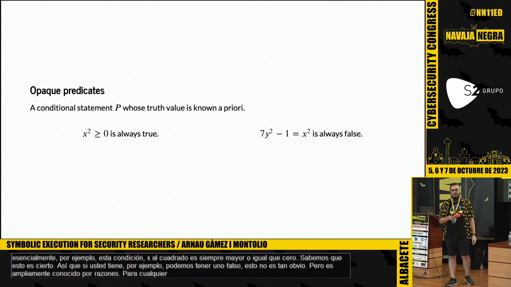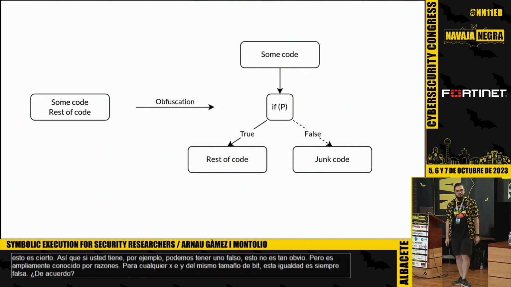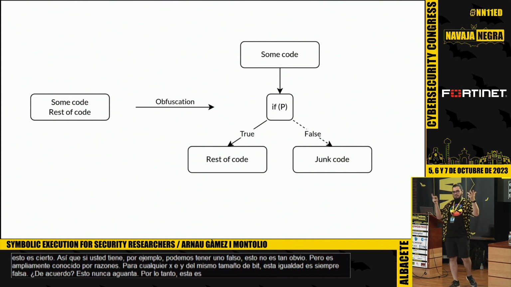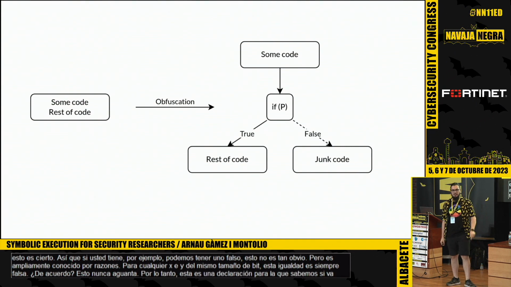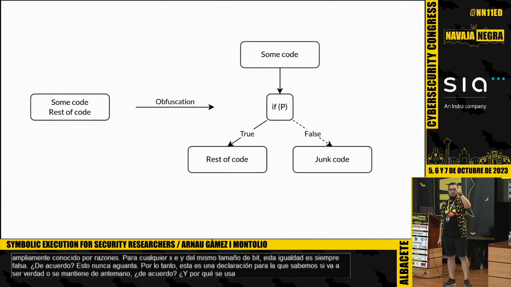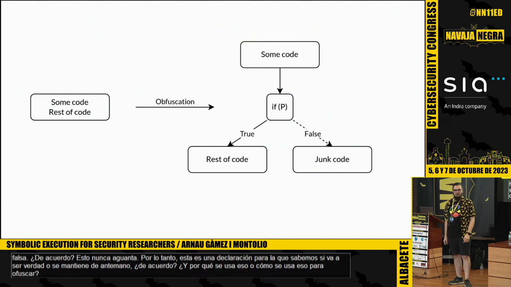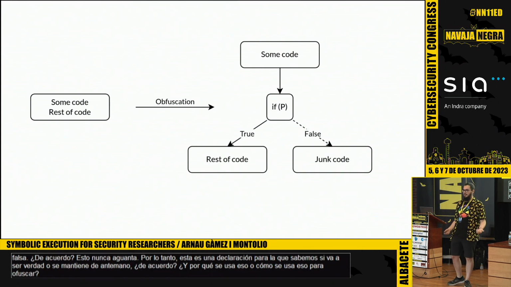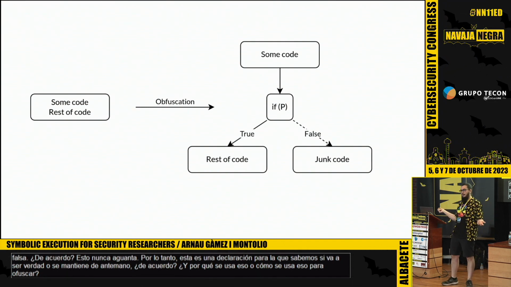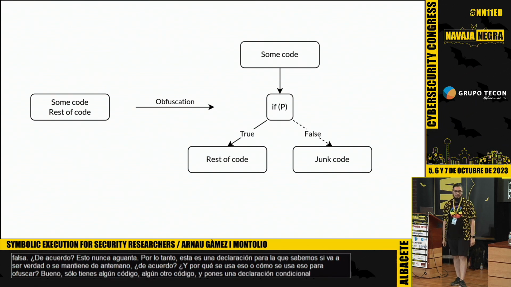And how is that used for obfuscation? Well, you have some code, and you put a conditional statement in the middle that says, if my statement, which I know beforehand is true, then I go to the rest of the code, otherwise I go to junk code. You're making the code more complicated to read and analyze because you're introducing considerable diversity and more code, which is absolutely irrelevant because it will never be reached.